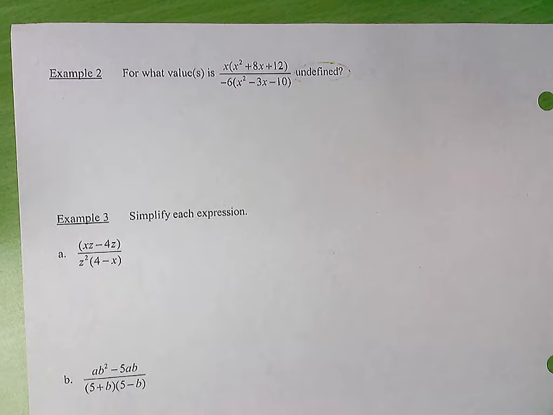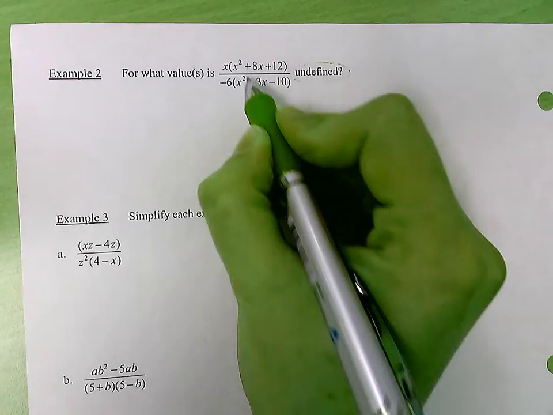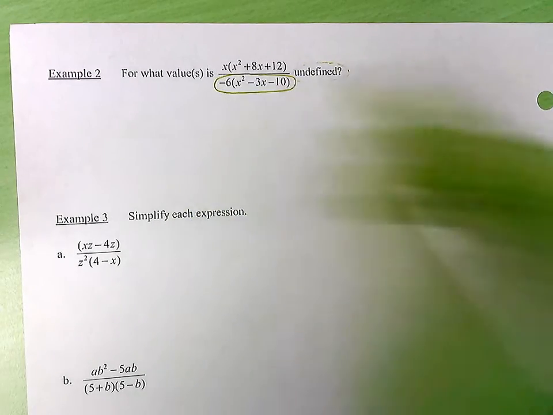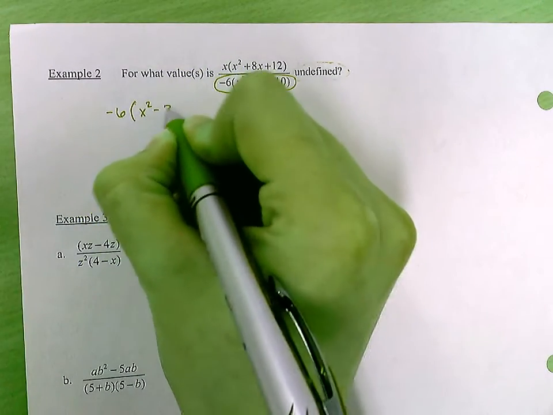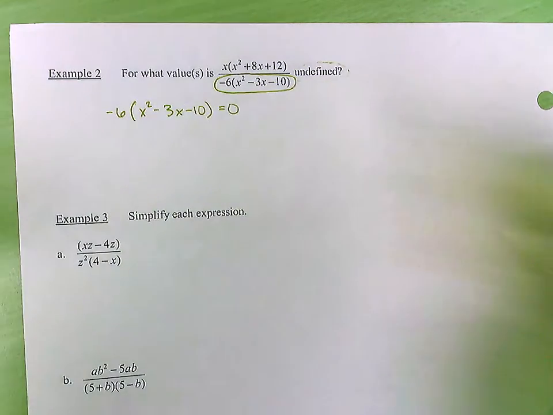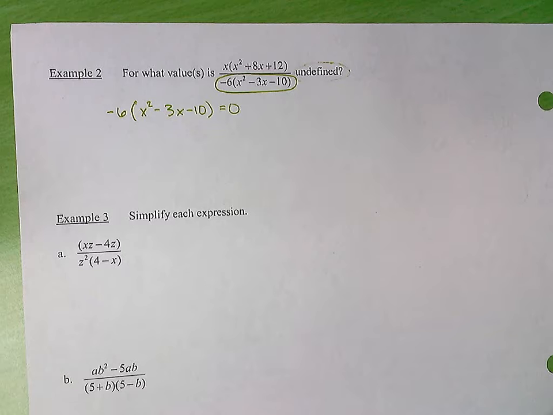When I say undefined, that means where the denominator is equal to 0. So if you get a question like this, you're just going to take the denominator, set it equal to 0, and solve for those variables. Okay, so we're going to take this entire denominator here. So I have negative 6 times x squared minus 3x minus 10 equal to 0. Because we don't want that denominator equal to 0. That's what we're doing on the front.